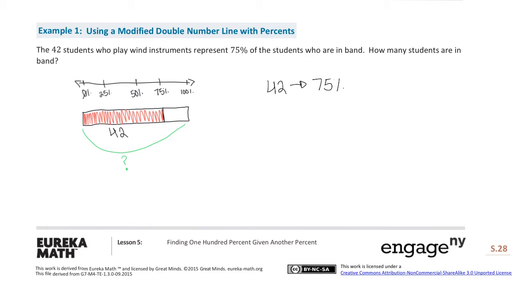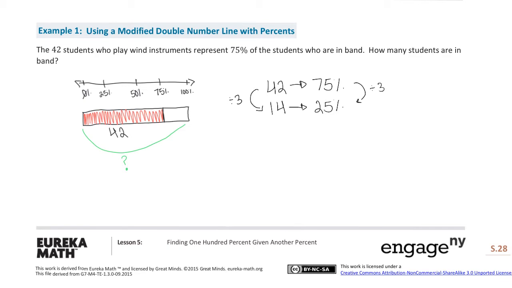So I need to make 75 to 25%. And I'm going to do that because I'm going to take 75 and divide it by what? 3. So I know that 75 divided by 3 gives me 25, which means I need to do this to the other side. So now I have 42 divided by 3, and that is going to give me 14. So now I know 14 band members is equivalent to 25%.